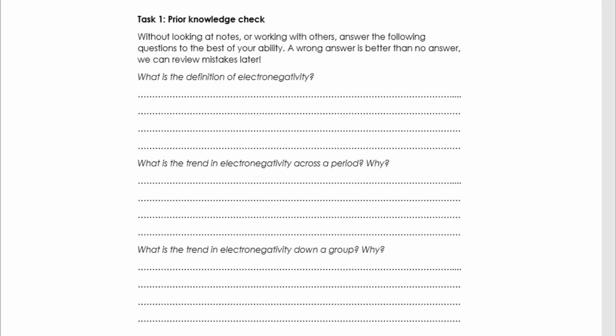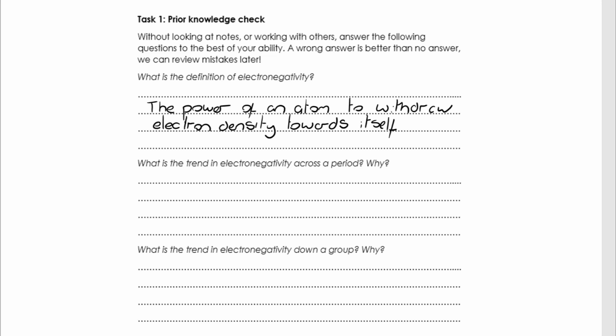And we have here a prior knowledge check. If you can have a go at answering these questions relating to electronegativity, pause and then review. Okay, so let's take a look at the answers. We have got, for electronegativity, the power of an atom to withdraw electron density towards itself. Now, that can be worded in different ways. It can be the ability of an atom to attract electrons towards itself, would also be fine.